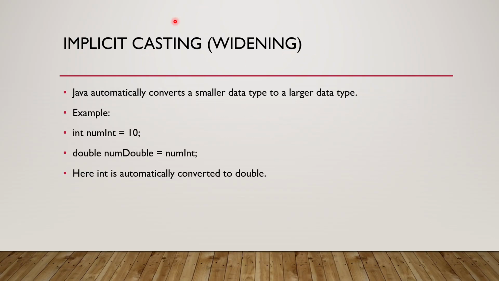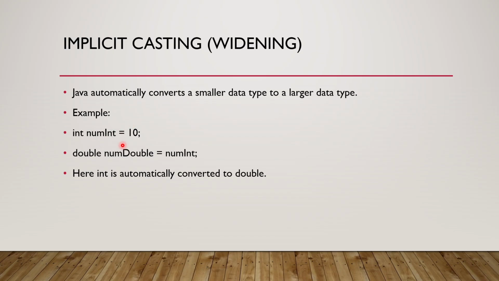Now let's study implicit casting. Java automatically converts a smaller data type to a larger data type. Meaning, double is a larger data type, it holds 8 bytes, and float holds 4 bytes. If you want to convert float to double, it will be easy because double holds a larger range of numbers, so you need not worry about that. It will implicitly convert the smaller data type to the larger data type.